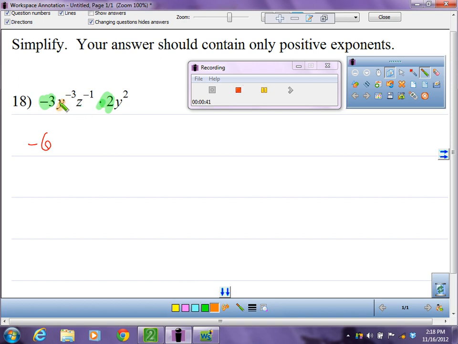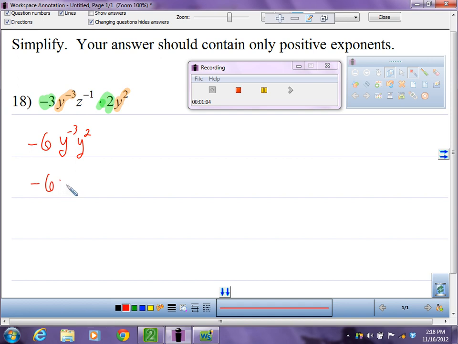If I put them in alphabetical order, I'm going to look at this Y, and I'm going to look at this Y. So if I were to imagine multiplying them together, then I would have Y to the negative 3 and Y to the 2 with the same base. Well, what happens when you have the same base? When you have the same base, you can add the exponents. So in this case, it would be Y to the negative 3 plus 2.